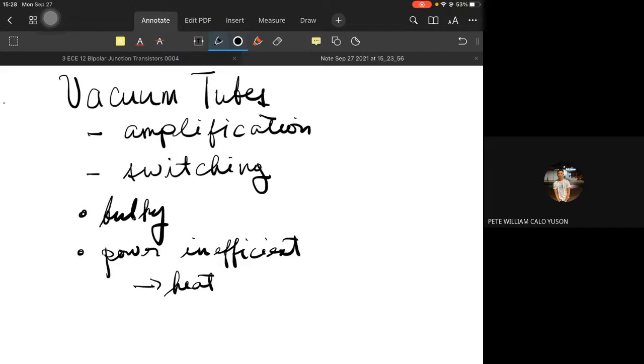Another disadvantage is that they would easily break down. So the part has to be replaced.